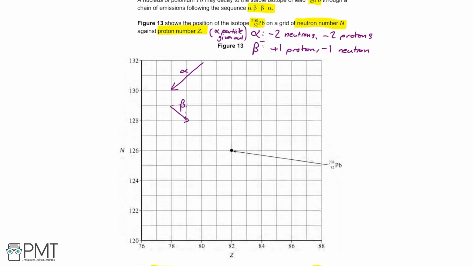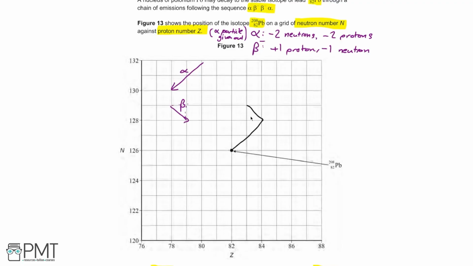Therefore, we need to follow the sequence of steps backwards in the directions given. Specifically, we have alpha, beta minus, alpha, so we need to go back in the same sequence. So, in order to reverse one alpha decay, we need to go up by 2 protons and 2 neutrons. So we'll go like this. Then the nucleus we had before we did a beta decay, so like that.